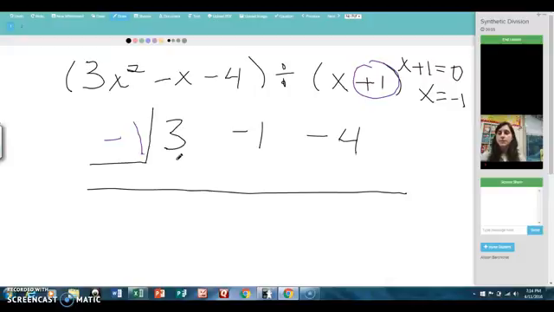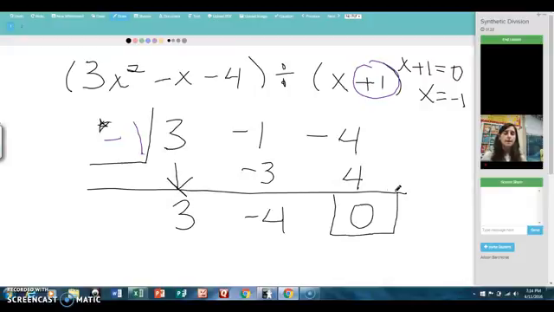So the first step is always to bring the first number down. So I'm going to bring down my 3. And then I alternate multiplying and adding. So -1 times 3 is -3, and I write it here. Now I add. Now I multiply the -4 with the -1 over here. Multiply it again. And that gives me +4. Then I add.